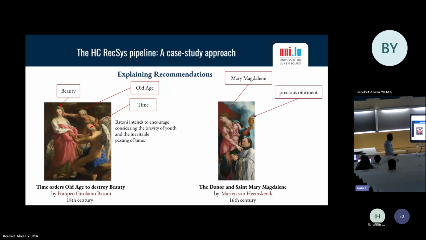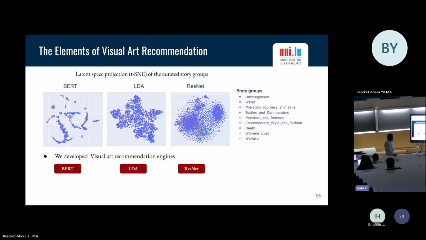And this is a precious ointment. And this is actually a religious painting. It's found in the altarpiece of a church. So if a user likes this painting or is interested in religious content, the first painting might not be the best recommendation, because clearly there is a semantic gap. To begin with, they are not from the same time period. So there is a semantic gap, clearly. And now we know each engine has different levels of exposure for capturing this hidden semantics.